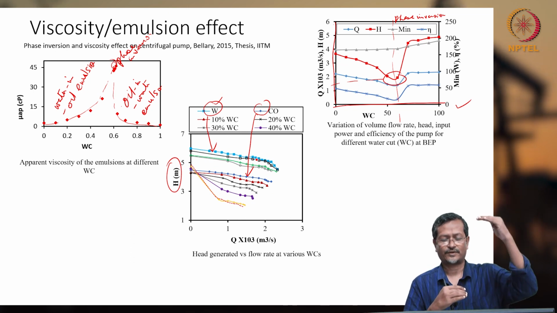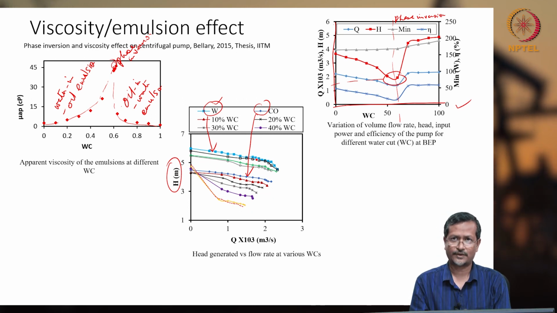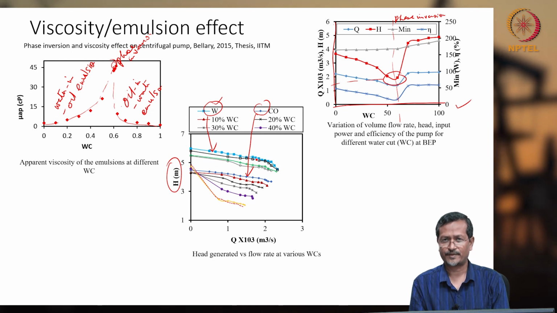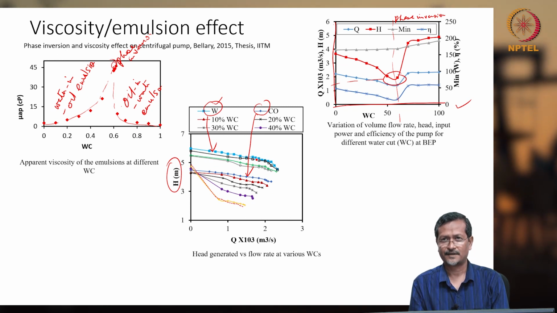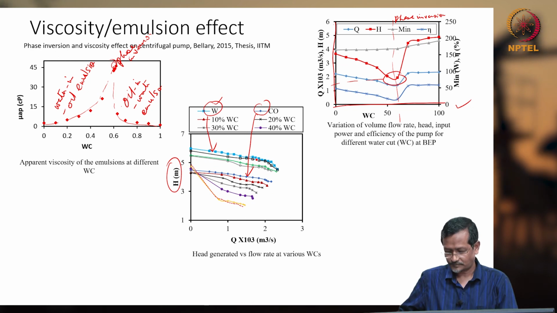You are trying to develop a 10,000 feet depth, a 10,000 feet water liquid column, but finally it is developing maybe 9,000 feet. So what is happening? Because of this phase inversion or water cut change.